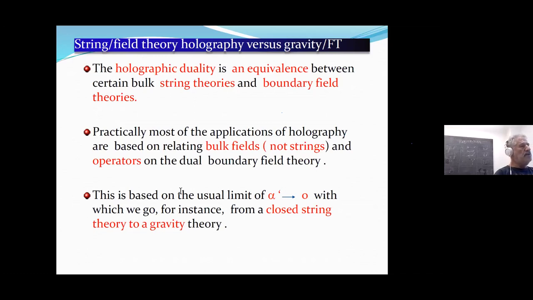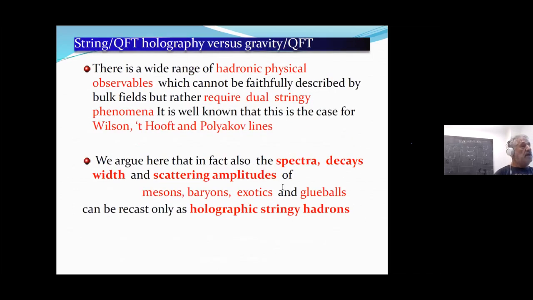I want to mention that usually in holography, we talk about a correspondence between bulk fields and operators on the boundary field, but that is of course based on the alpha prime goes to zero limit. But here we want to claim that to understand the spectra, decay widths, and scattering amplitudes, this can be done only if we use holographic string hadrons and not fields in the bulk.